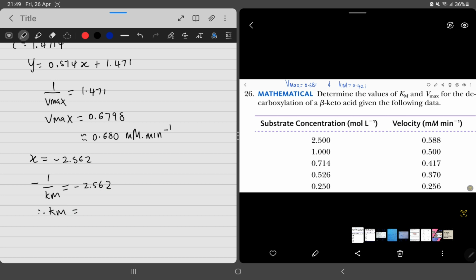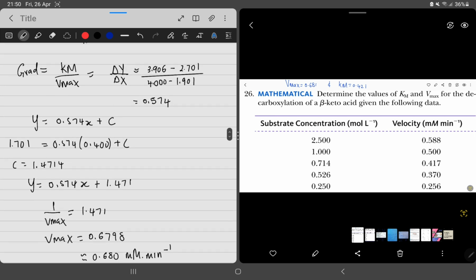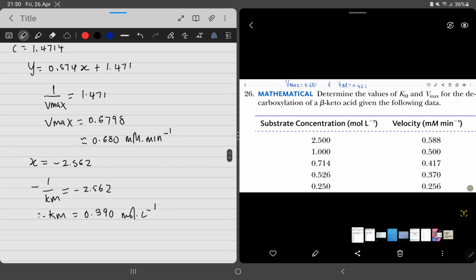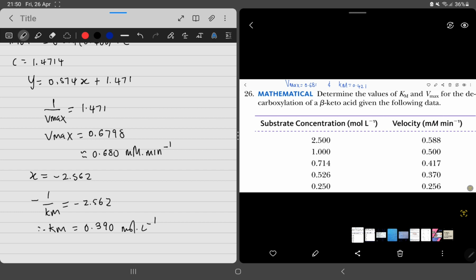Therefore, the Km value is equal to, I am getting 0.390 moles per liter. So the values won't be exactly the same, because when you use the calculator, you're going to get a more accurate answer than when you do this manually. But yes, that's how you find the Vmax and the Km values.